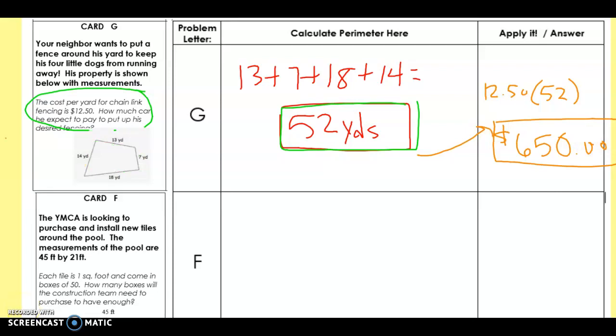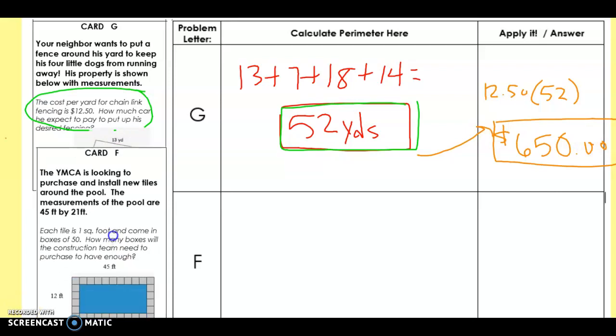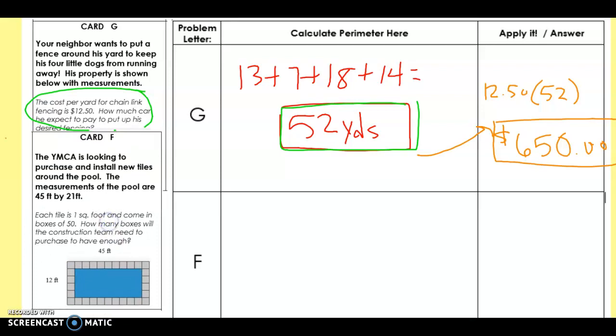All right, last application problem. So taking a look at card F. This one was about the YMCA tiling around their new pool. So if we take a look at the picture, you can see the tiling around the outside, and it's clearly perimeter that we need. So calculating our perimeter, this is another problem where you can assume the mirroring sides are the same. So we got 45 feet and 12 feet for our other two measurements.